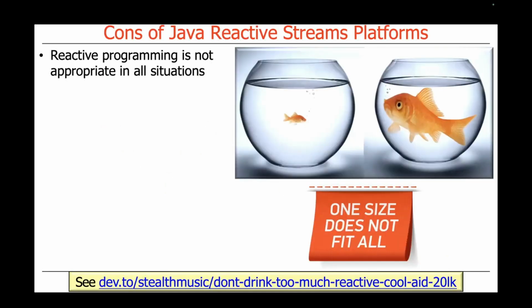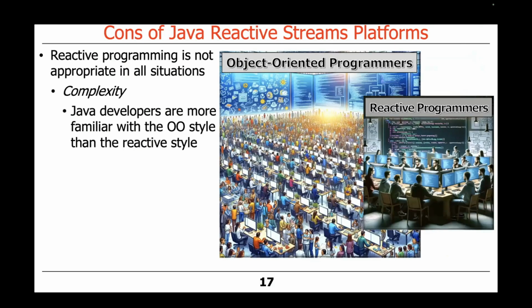So it's probably fair to say that reactive programming is not appropriate in all situations. It's not a one-size-fits-all magic solution, a magic silver bullet that makes all the problems of programming disappear. One of the challenges is complexity. And I think it's probably fair to say, even after a number of years of reactive programming being one of the available paradigms, Java developers in general are more familiar with an object-oriented style of programming than with a reactive style of programming. So there's just a lot more people who have experience. So if you're trying to hire someone for your project, you're more likely to find someone who knows classic object-oriented programming in Java rather than reactive programming.